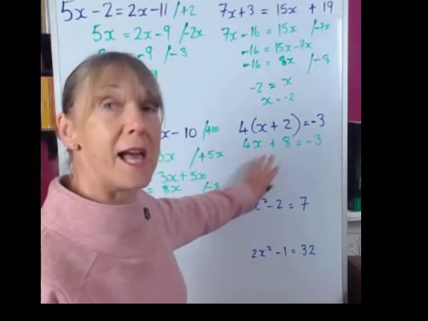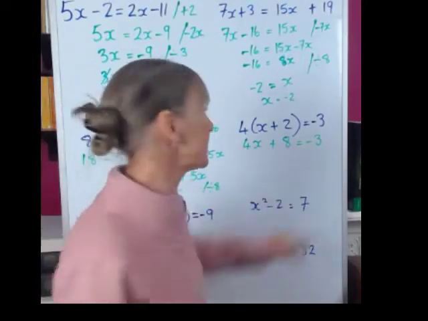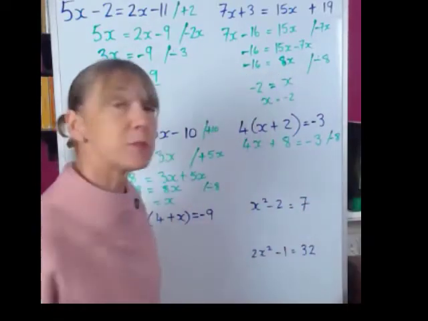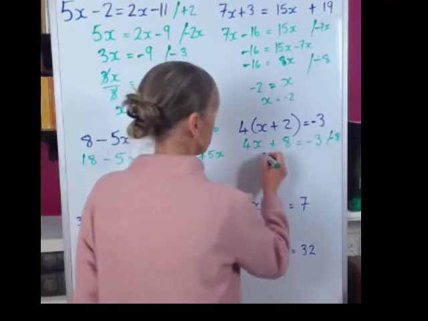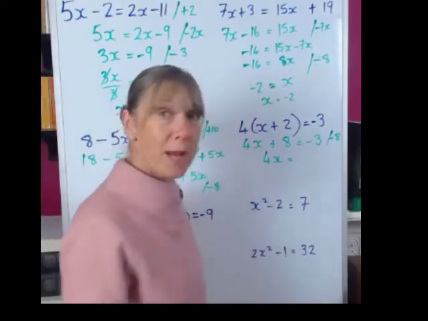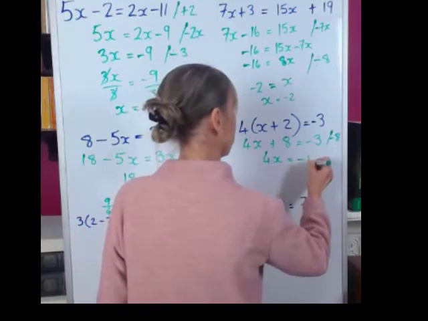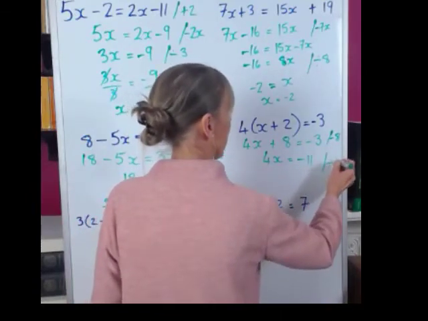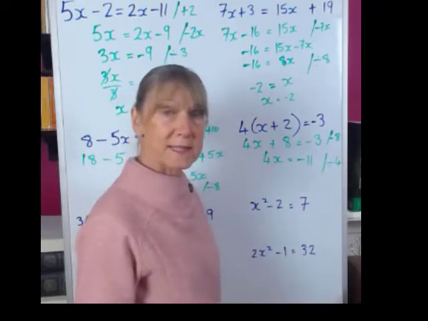So this is our x side. Let's move the 8 to the other side. How do we move the 8? Well, it's the same thing as subtracting an 8. So we've got 4x equals minus 3 minus 8, which is minus 11. And now we're going to divide both sides by 4 so that we get a single x.